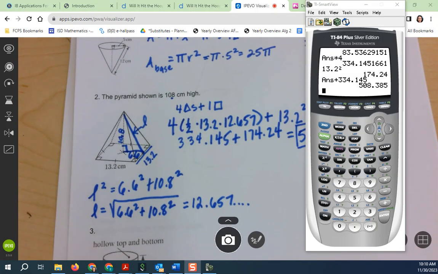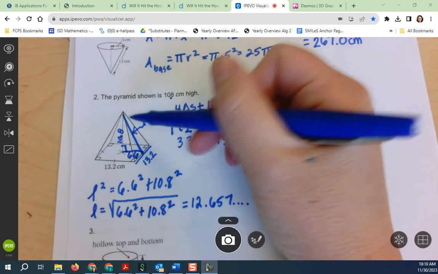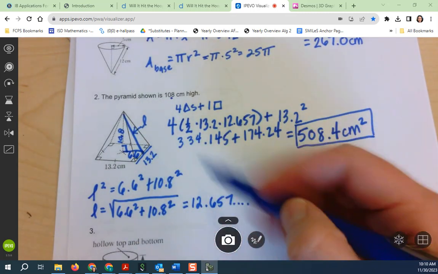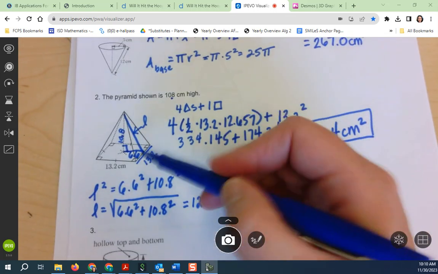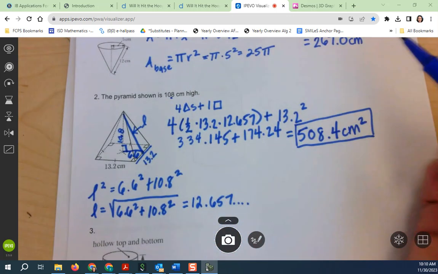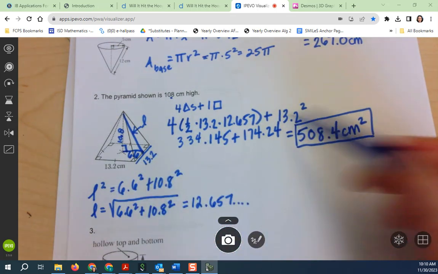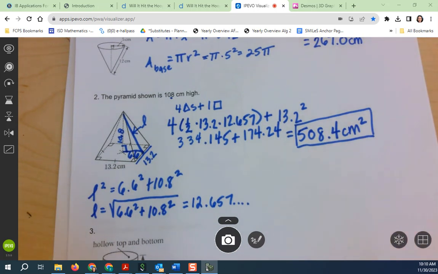All right, and somewhere I stopped recording there, so I'm just going to go back real quick and say what I did. We found the slant height by solving the right triangle, and we got the slant height is 12.657. We used that to find the area of one triangle, so 1/2 the base times the height, and we multiplied it by 4 because there were 4 triangles, and then we added the area of the square base, which was 13.2 squared. And this is where we ended up. Any questions? I'm going to do one more problem and then let you work on a few.